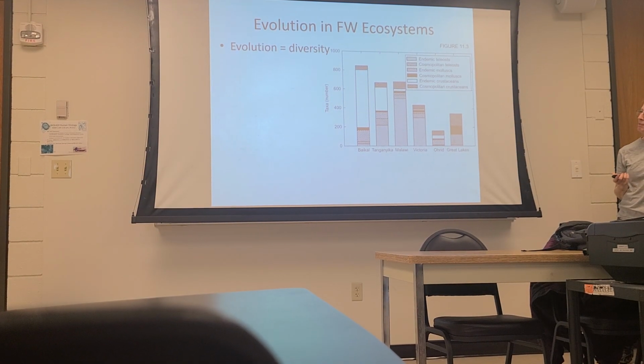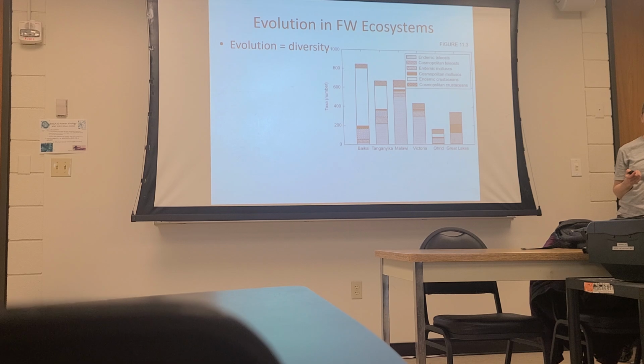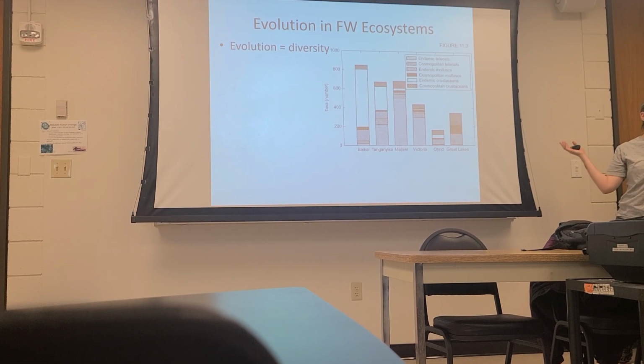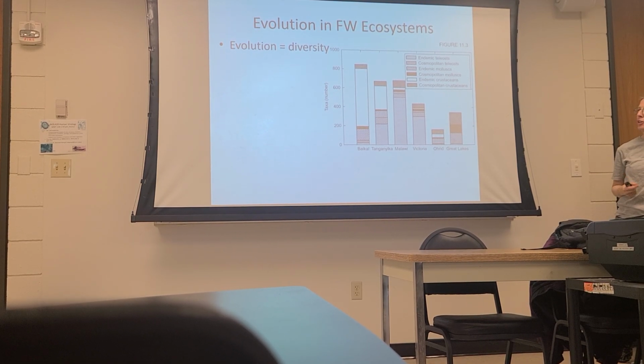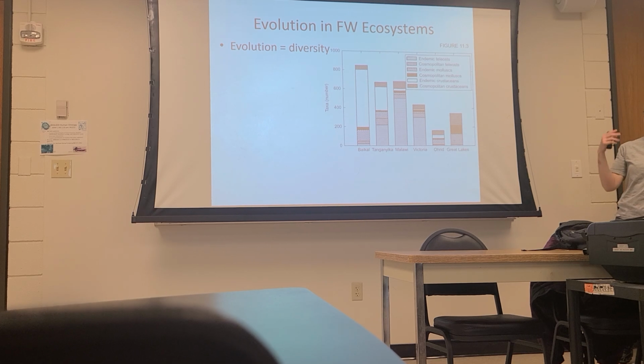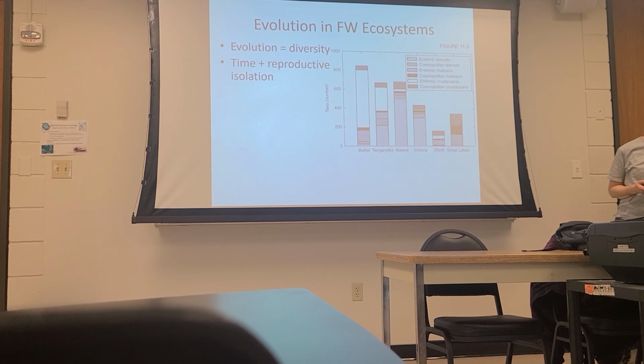So, when we think about evolutionary change and diversity, evolution basically results in diversity. So the more time there is for evolution to happen, the more diversity we can see in aquatic ecosystems. And this is a combination of time, so the more time that you have, the more opportunities for new species to evolve.